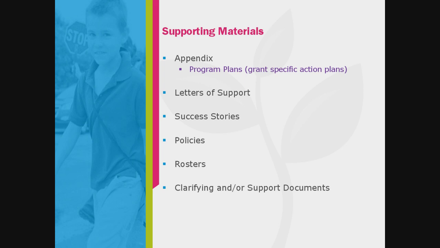Rosters, if having a consortium or a team already established is a requirement, then you might need to send that list of current team members. And then every grant is different, so there could be additional clarifying or support documents. For the Safe Routes to School application, there are pictures that are required to be uploaded as supporting documents for the proposal. So go back to the guidelines, read the guidelines, highlight, write all over the guidelines, because they'll tell you what's required and what those supporting materials are.